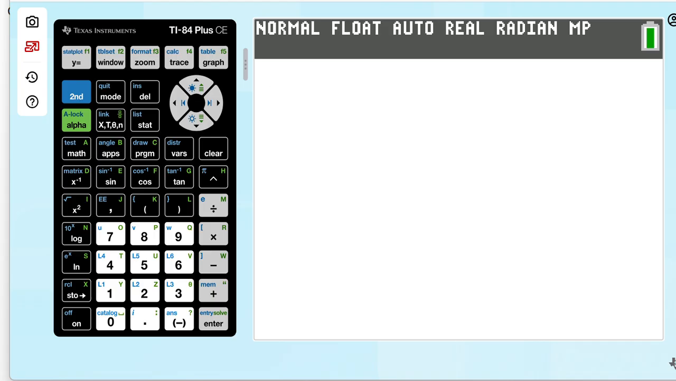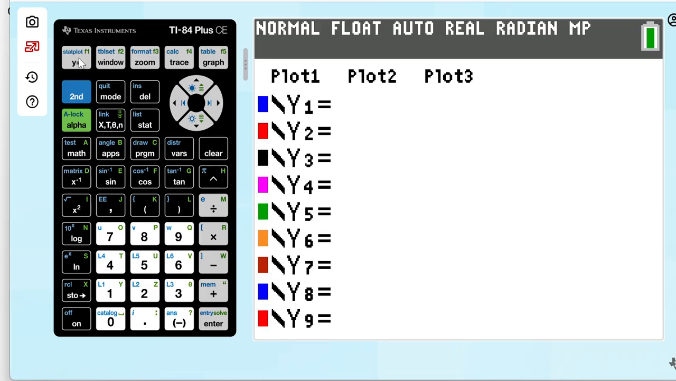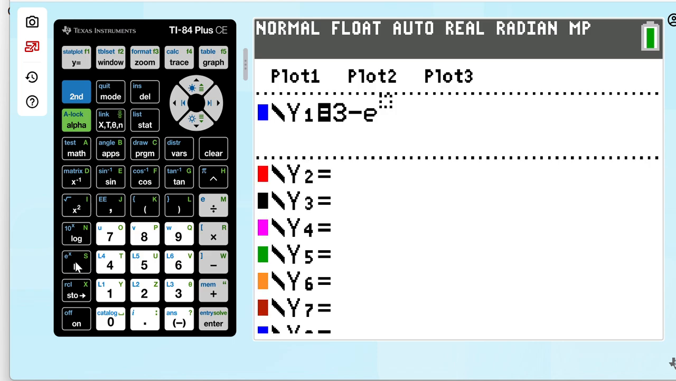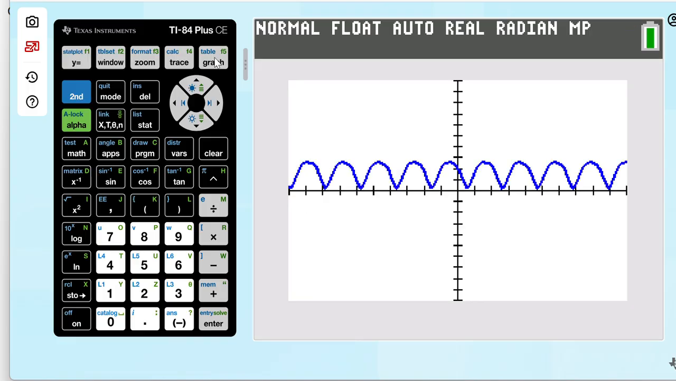So we're going to open up our graphing calculator here. We're going to go into the y equals screen. We're going to graph our function 3 minus e to the sine of 3x. So second natural log gives you e to a power, sine of 3x. And of course, you want to make sure you're in radians, which I know that I am. And when I graph it, I get this, which isn't real helpful because I haven't changed my window settings.